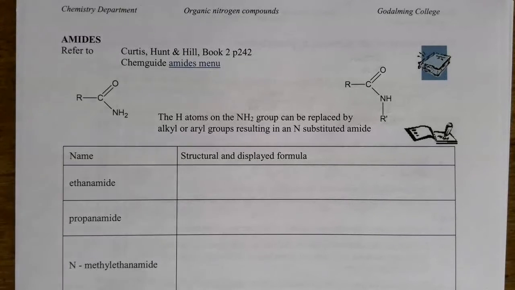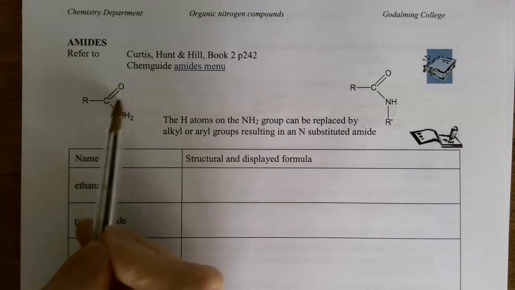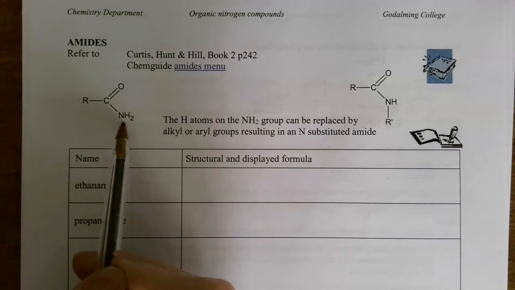Okay, so this is the last of the videos looking at the amines and amides, and it's just looking at a small section looking at the amide functional group. Okay, so we're on page 9 of your notes and we're just looking at this amide functional group. So here it is, you've got the C double bond O and you've got that NH2 group.